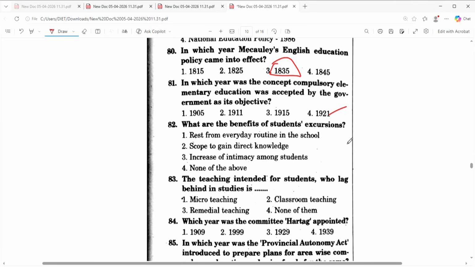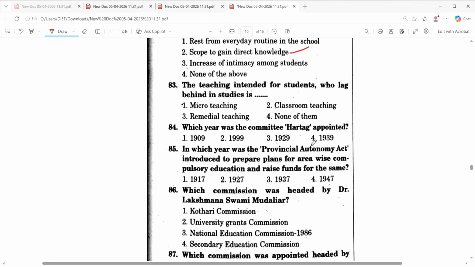What are the benefits of students' excursion? Rest from everyday routine, scope to gain direct knowledge, increase of intimacy among students, or none of the above. The answer is scope to gain direct knowledge. So it is nothing but experiencing.